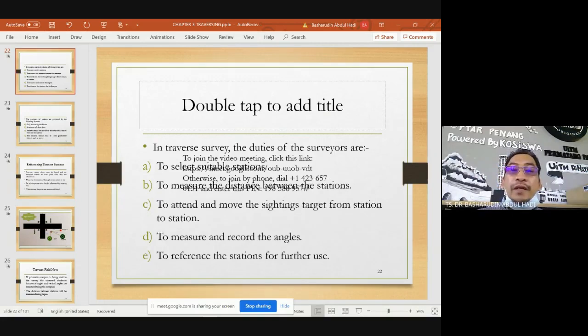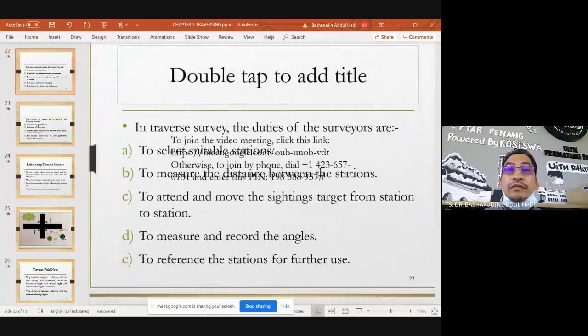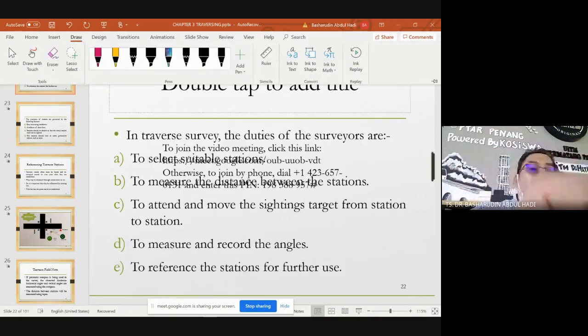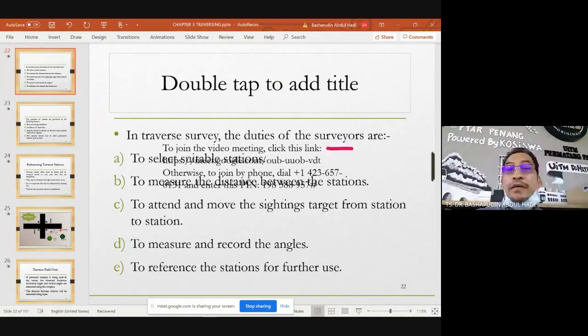In traverse survey, what are the duties of the surveyor? Sometimes you are not the surveyor, but you are in charge of the surveyor. So what is your duty? Number one, to select a suitable station. If you want to put station A, but station A is at an unsuitable area, for example, an area that normally has big holes and can be dangerous to you, avoid setting up station A at that point.